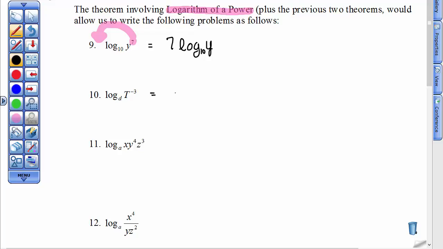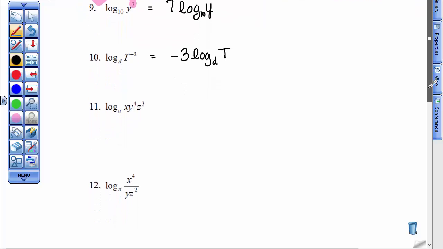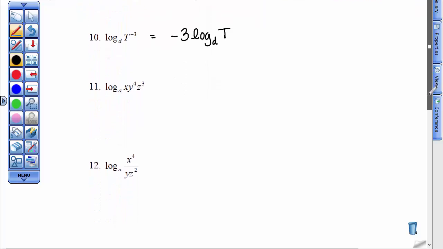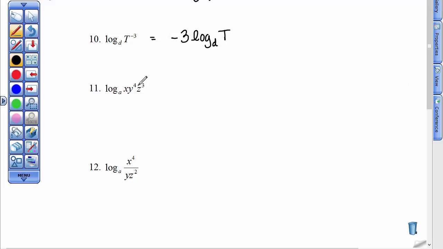So again, do number 10 on your own. And I'm wanting the -3 to be a multiple in front of the log of t, where the base is d. But check out number 11 and number 12. Those involve all the theorems. Well, this one involves the multiplication theorem and the product. This one involves the division, quotient theorem.